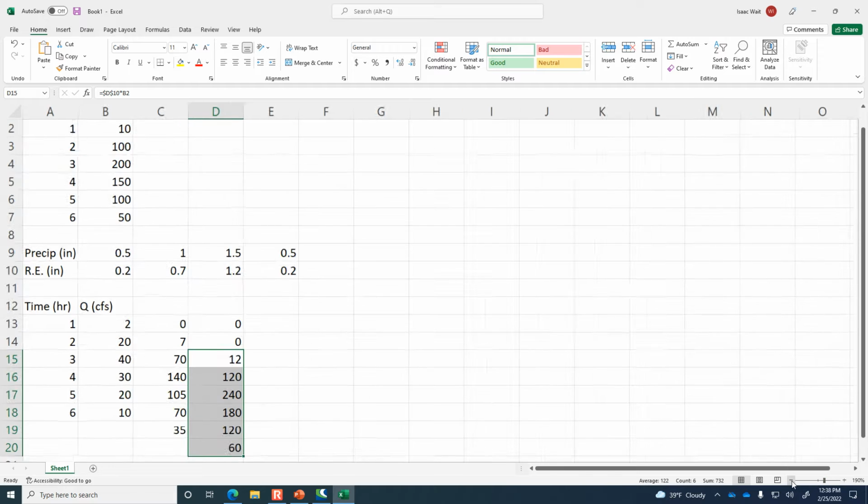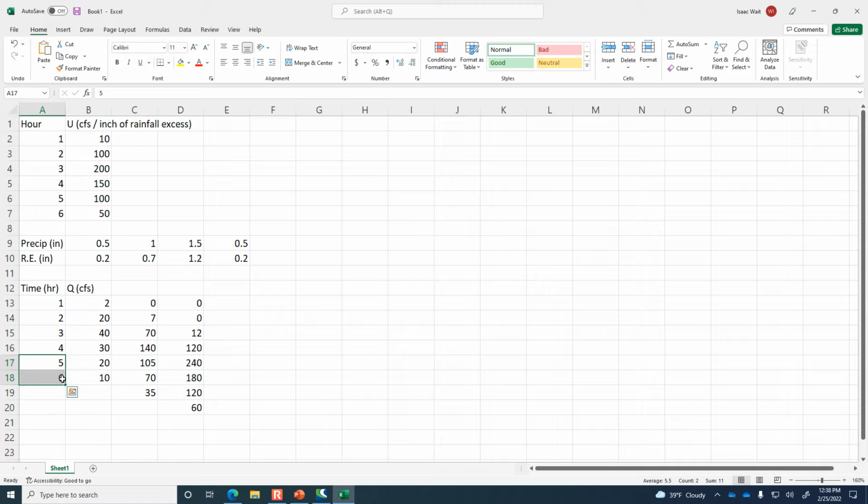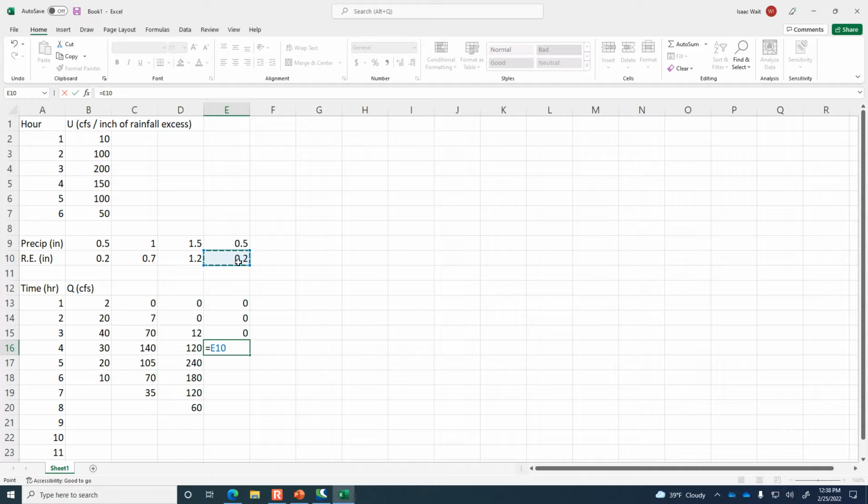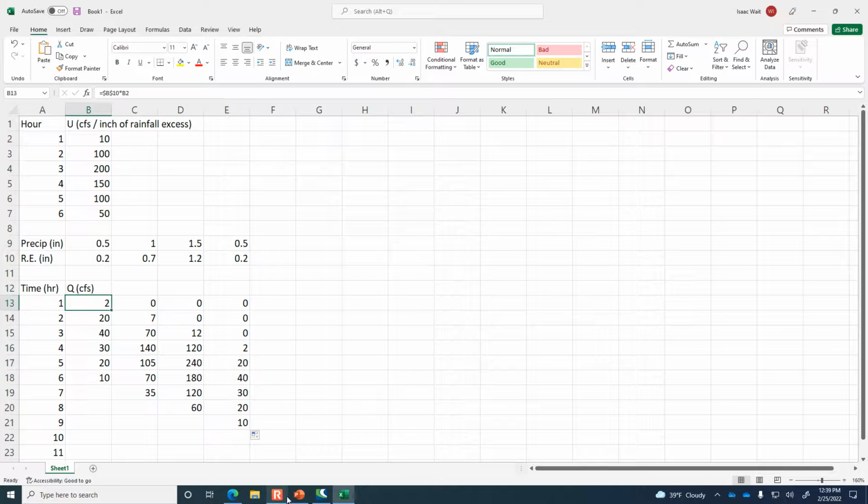And I guess what I ought to do here is extend our time a bit further. Okay, and then lastly, I'm going to put 0, 0, 0 because during the first, second, and third hour, this rain hasn't had any effect yet. It's not until the fourth hour that this 0.2 of an inch of rainfall excess has any effect. So then multiply that amount by the unit hydrograph, drag it down. Okay, so it's been 4 different pulses of rainfall.